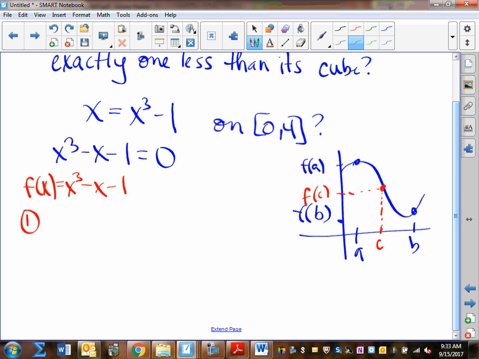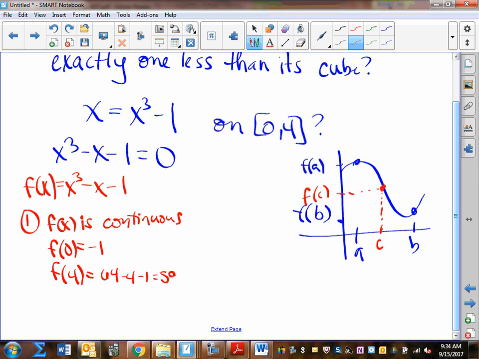All right, so first of all, is my function continuous? Yes, it is continuous. Why? Yeah, it's just a polynomial. There's no restrictions on x. We've got to check our endpoints to see if they're different. So let's see. f of 0 is negative 1, and f of 4, a little bit more work. 4 cubed, 64, minus 4 minus 1. So 59. Endpoints are different?